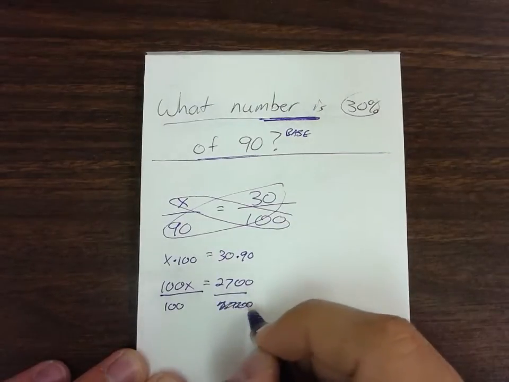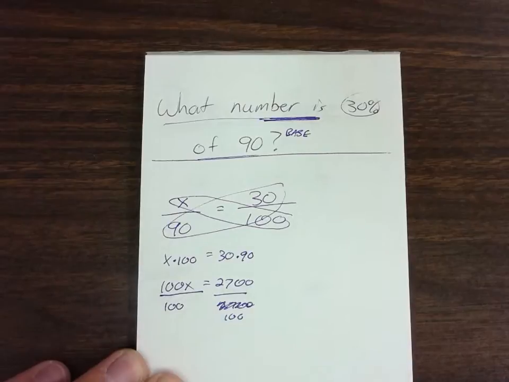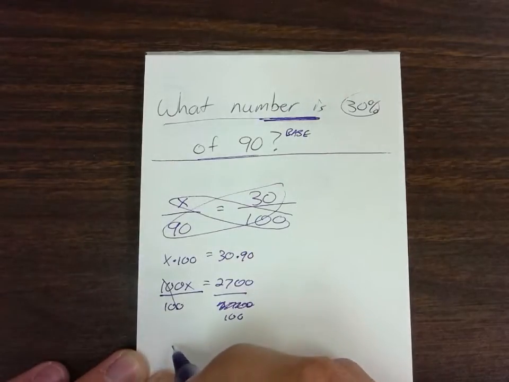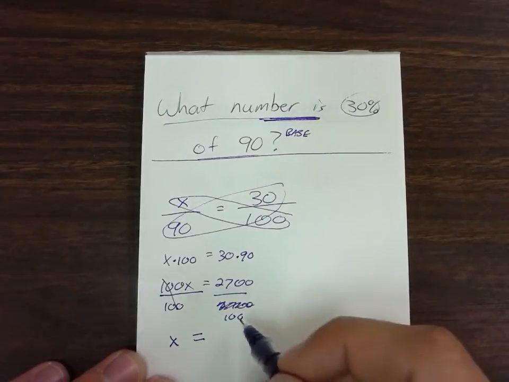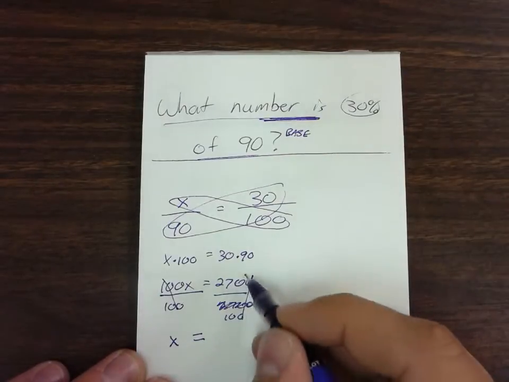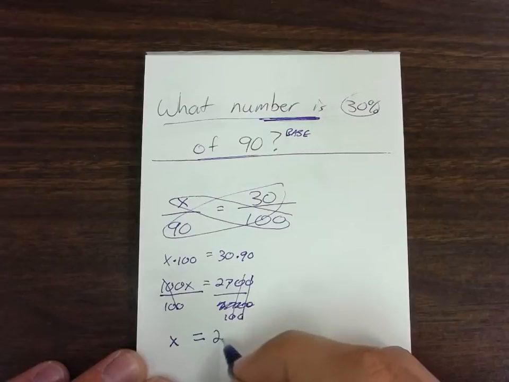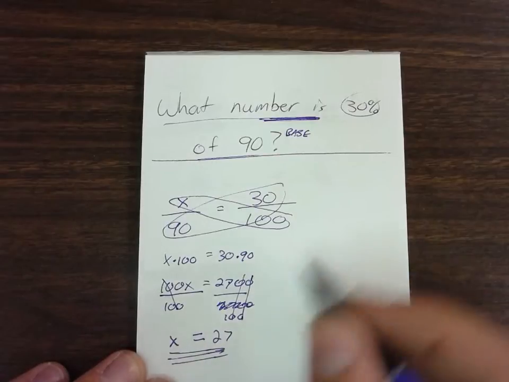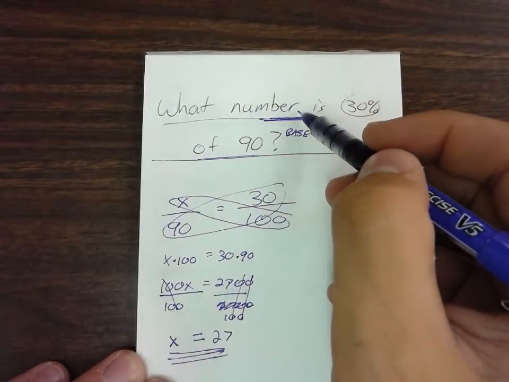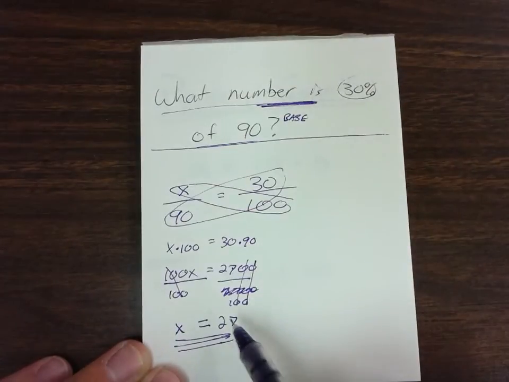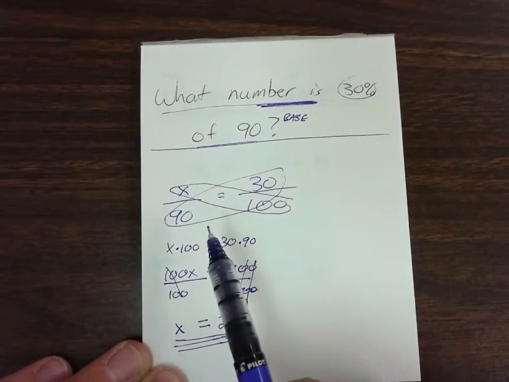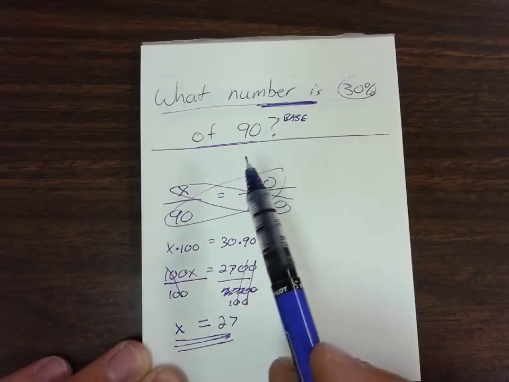Oops, sorry. By 100. Okay, so 100 divided by 100 is gone. I just have an X. 27 divided by 100, 2700, so the zeros cancel. It's just 27 over 1, so 27. Remember, this time it was asking for a number, not a percent, so it's just 27. 27 is 30% of 90.